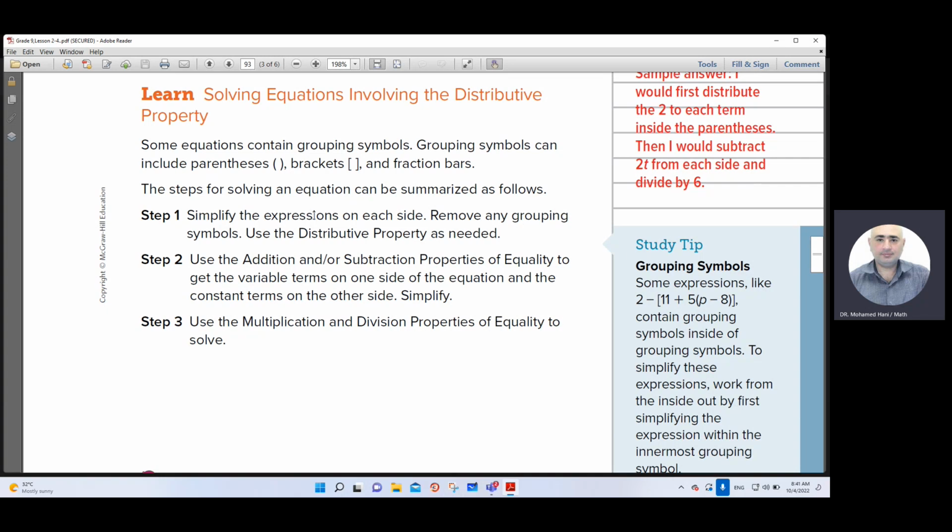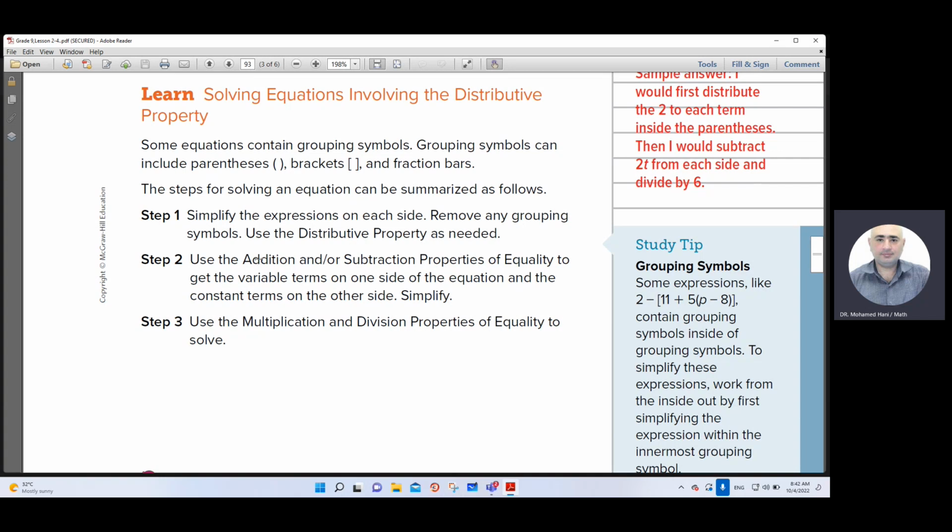So the steps for solving an equation can be summarized as follows. The title will be solving equations involving the distributive property. So, yes, write with me. We want to write all the steps here. Step 1: simplify the expressions on each side, remove any grouping symbols. Use the distributive property as needed.